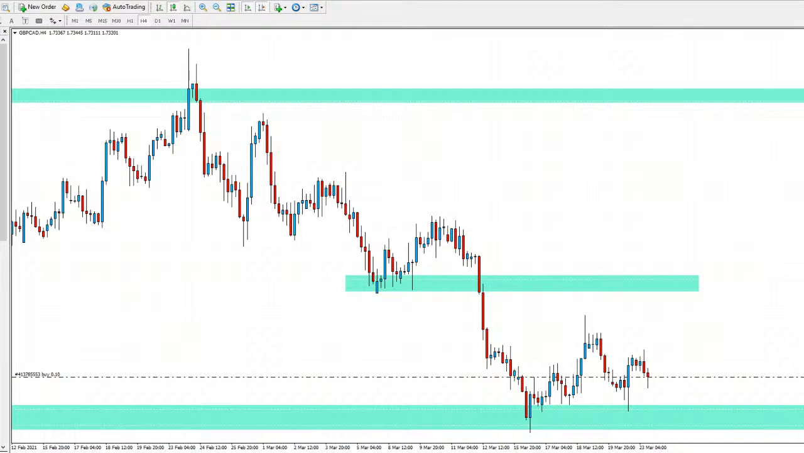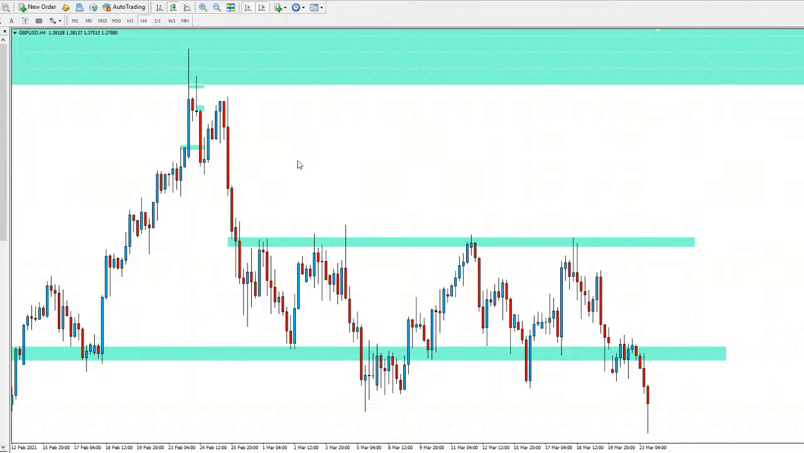Okay, so we're going to take a quick look at a few pairs. So we'll start with GBPUSD. GBPUSD looking very, very bearish here. Looks like it is pulling back slightly right now though. Again, we have broken through this key level. As you can see, price came back, retested the resistance, fell to the downside.